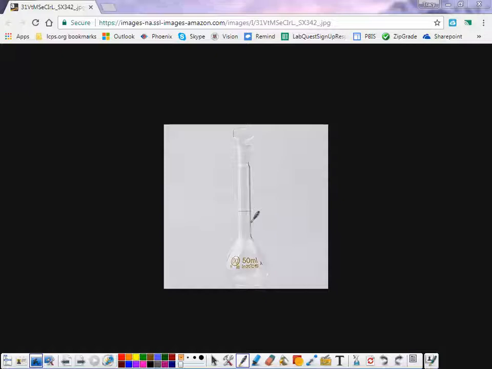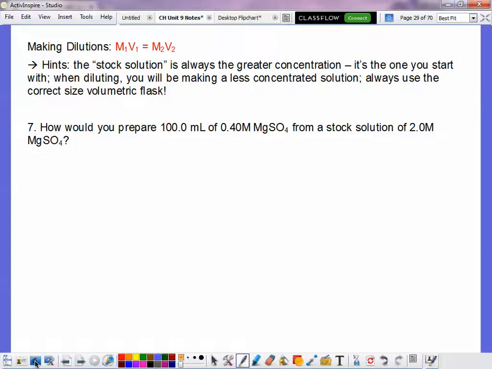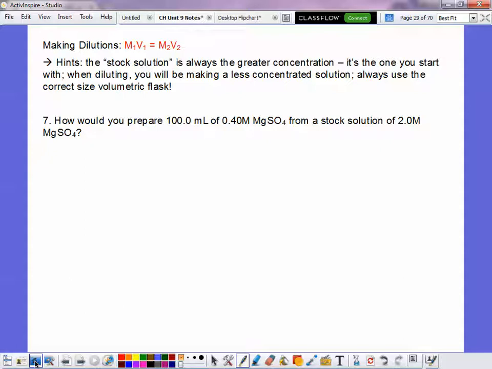I mean, yeah, you could try to eyeball about half, but you're not going to get it. It's not going to be exact. Whereas 50 milliliters, that's really exact. So you want to make sure you use the appropriate size volumetric flask. All right, I'm going to go back to this. Let's go through a couple problems.